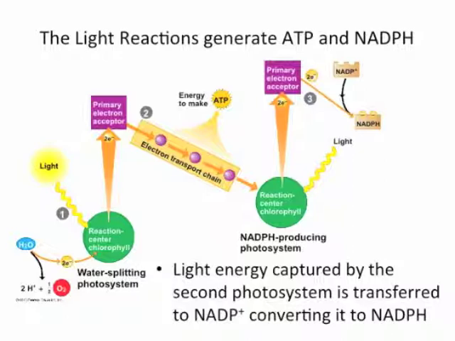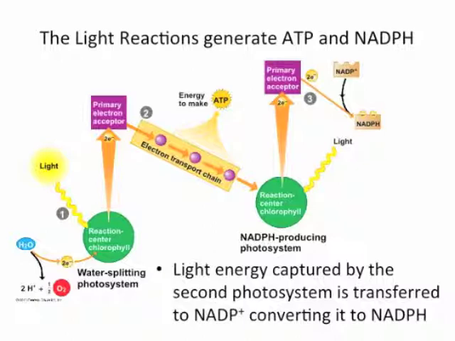So the second thing that's produced by the light reactions of photosynthesis is NADPH. And that's produced by the second photosystem, basically. You have your NADPH producing photosystem. Light, again, will hit the reaction center, or hit the photosystem, funneling energy down to the reaction center chlorophyll of the second photosystem. That will then excite electrons, sending them to a primary electron acceptor, and those electrons will combine with NADP to create NADPH.